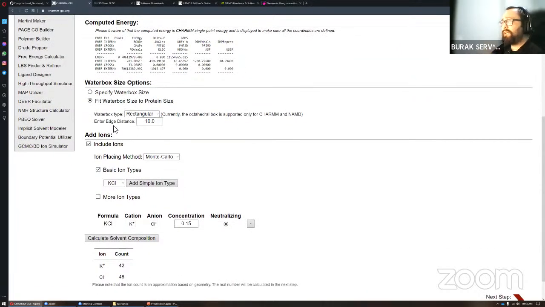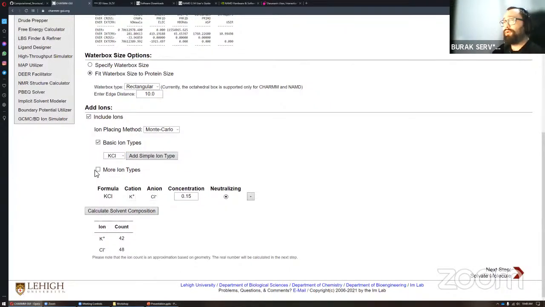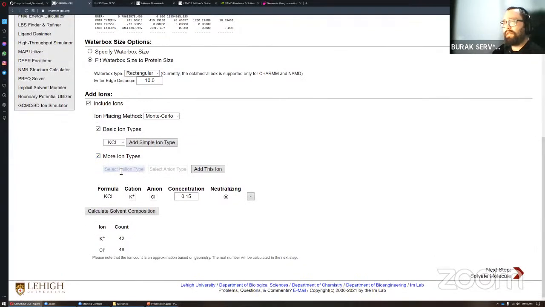Now, time to add ions to our system. I want to use the Monte Carlo method to add ions to our system, and you can check the Monte Carlo method on YouTube. Actually, you will find very nice simulation animations about Monte Carlo. Now, in this part, you can add basic ion types like potassium chloride and sodium chloride, or you can add more ions. Now we can check it together.